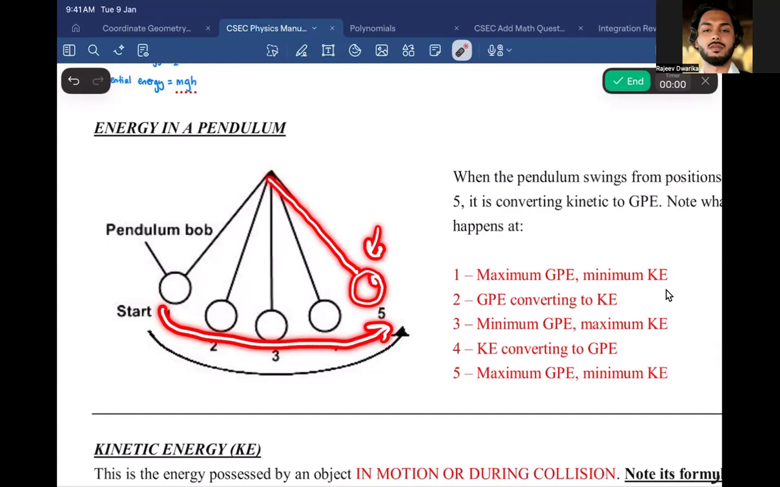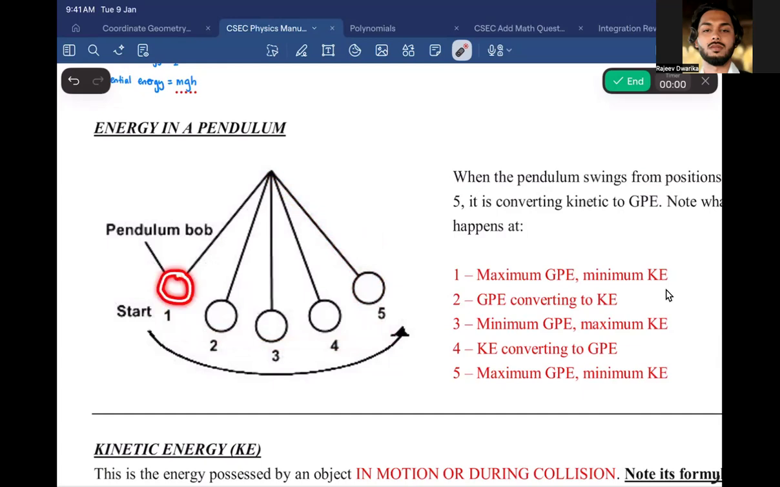Would swing back. So Jada, you understand? Let me run through your whole process again. At stage one, it's going to have maximum gravitational potential energy, but little to no kinetic energy because it's not moving. Tell me if you understand that.